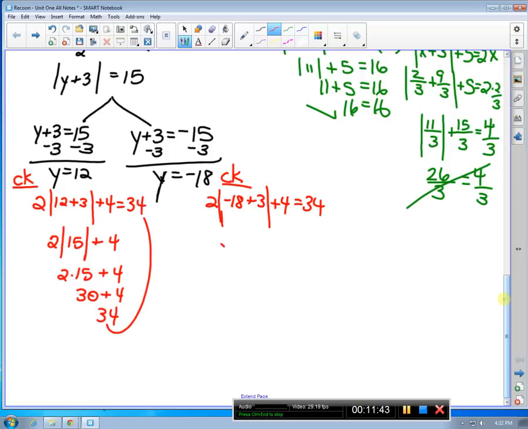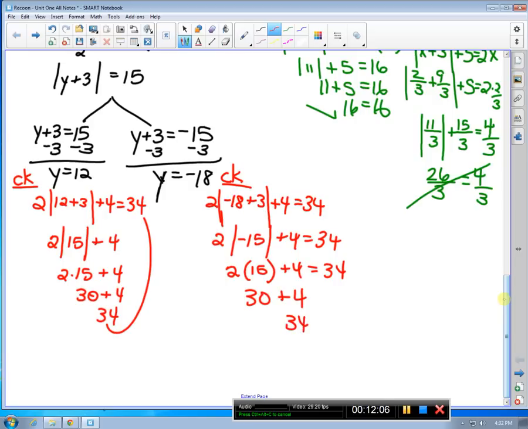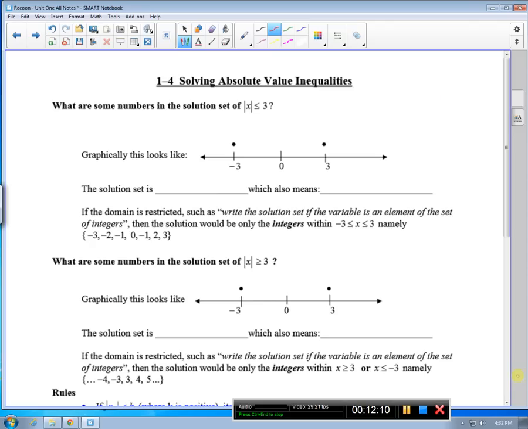Here we have 2 times the absolute value of negative, whoops, let me redo that. 2 times the absolute value of negative 15. Just trying to see if the two sides are equal. 2, the absolute value of negative 15 is 15. And sure enough, we've got a match where they both check. Okay, so let's go on.